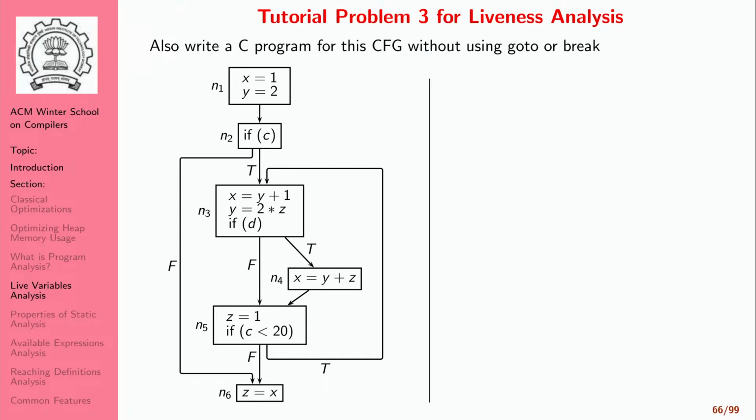Now write a C program for this control flow graph. So in the previous question you were given a program and you wrote a control flow graph. Now you are given a control flow graph. Give me the program corresponding to this. You are not allowed to use gotos.